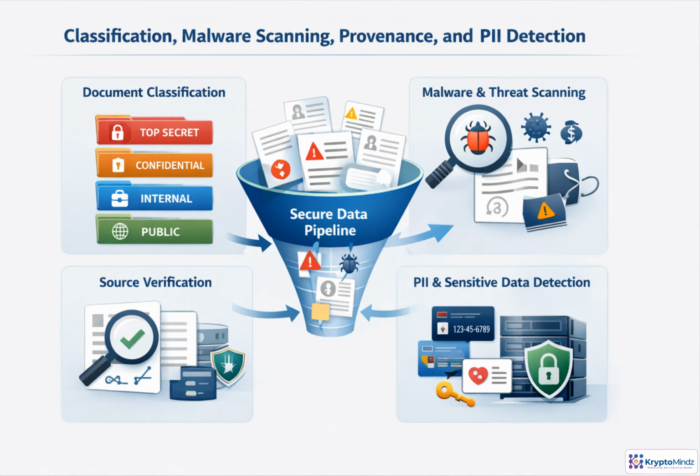At this checkpoint, the goal is to make security metadata travel with the knowledge. Classify each document so access rules and retention policies follow it downstream. Scan for malware, macros, links, and active payloads before parsing. Verify provenance through trusted connectors, signatures, or repository metadata. Then detect PII, secrets, credentials, and regulated records. Each check should produce metadata, and failures should trigger blocking, redaction, quarantine, or human review.